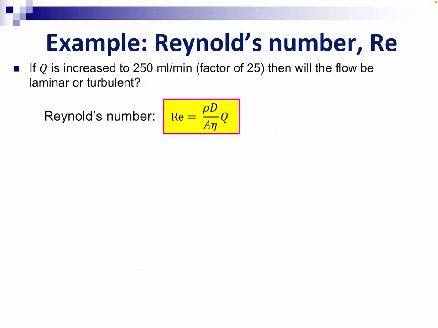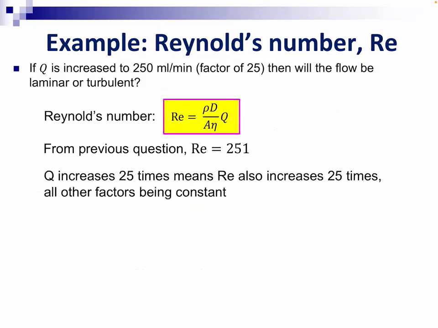If Q is increased to 250 milliliters per minute, meaning a factor of 25, will the flow be laminar or turbulent? Everything is kept constant: density, diameter, area, and viscosity are all the same. Only the flow increases by 25. So if the flow increases by 25, the Reynolds number should also increase by a factor of 25.